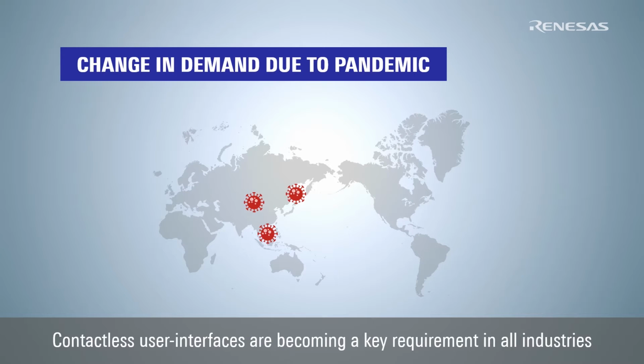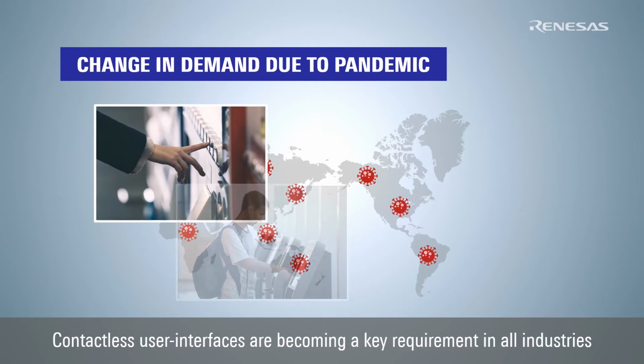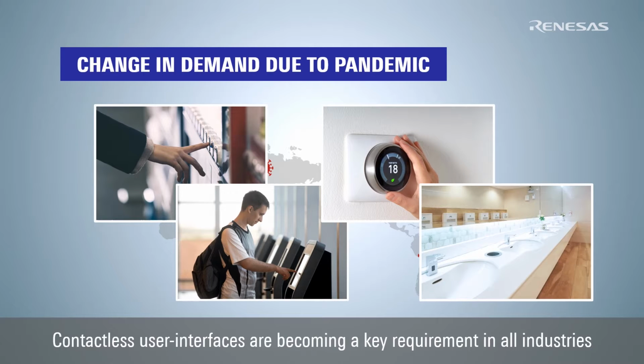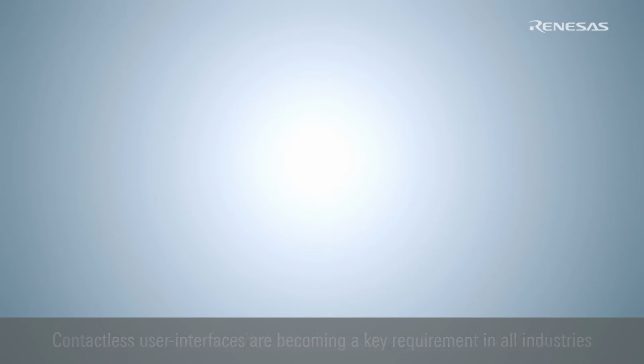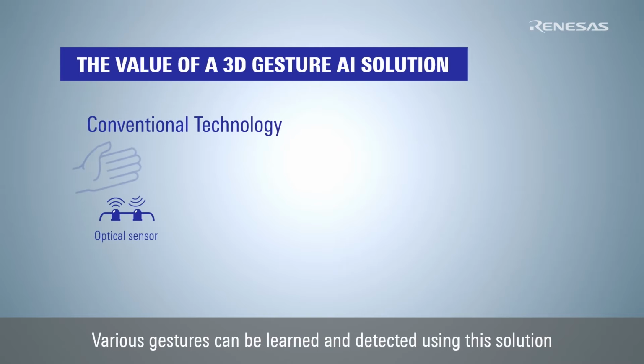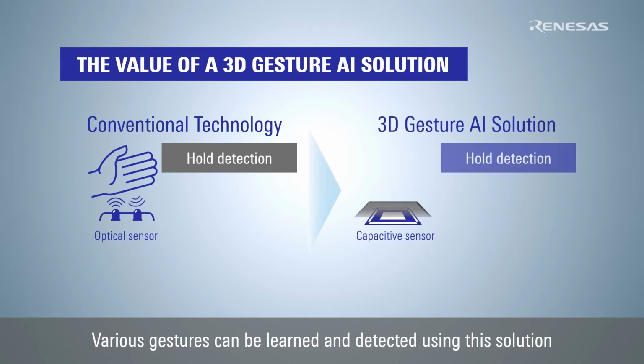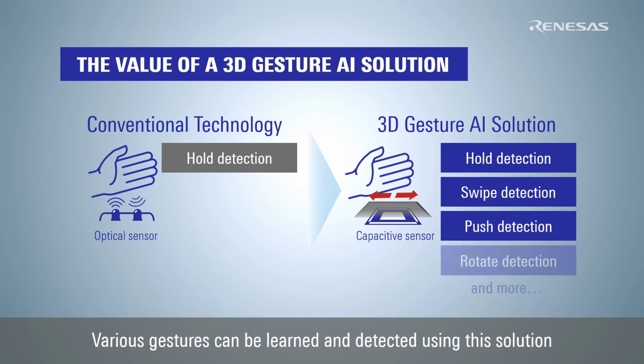The COVID-19 pandemic has brought about major changes in our daily lives, and there is a need for contactless user interfaces to control devices in all industries. In addition to detecting conventional hold actions using infrared sensors, Renesas's 3D gesture AI solution can be used to easily develop applications capable of learning and judging gestures such as swipe, push, and rotate.